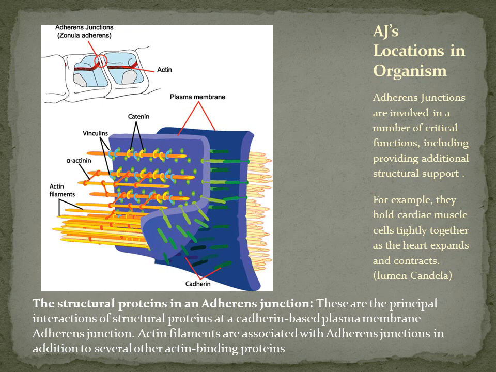So an AJ's location in an organism, they can be involved in a number of critical functions, including providing additional structural support. For example, they can be found in hearts. So any organism that has a heart has adhesion junctions. They hold the cardiac muscle cells tightly together as the heart expands and contracts. So every time your heart expands and contracts, your adhesion junctions are acting to hold your cardiac muscle cells together.